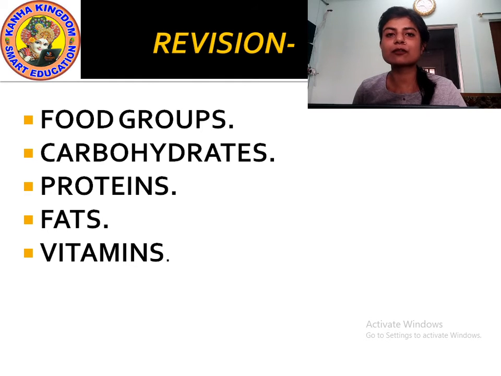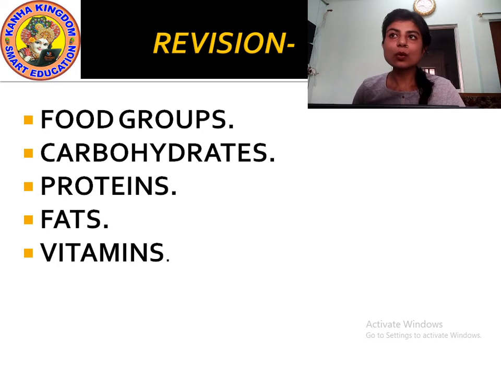Even if we don't eat for 1 or 2 days, we will not fall sick, because the fat that is stored in our body will give us energy. Food items such as oil, ghee, butter, etc. are rich in fats.